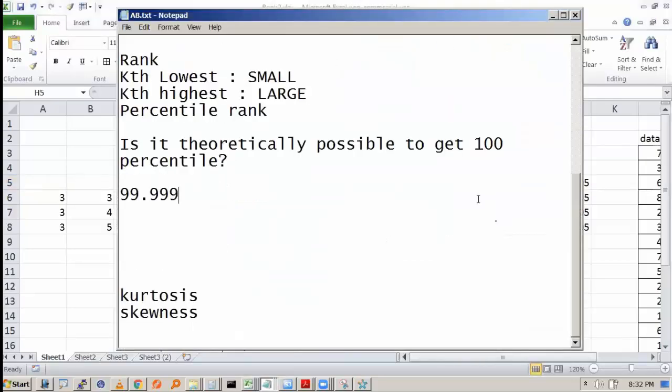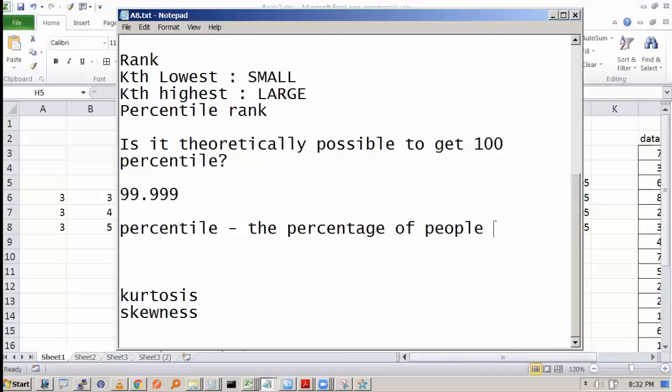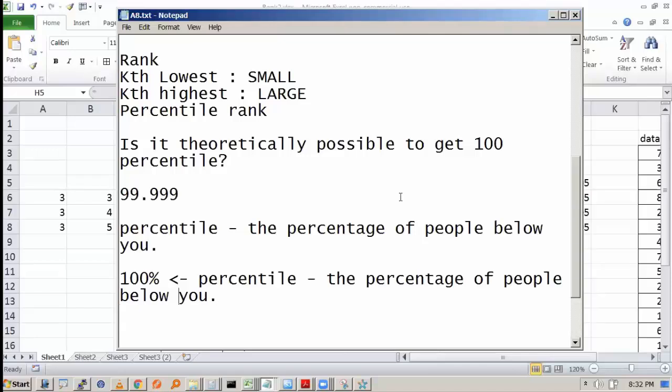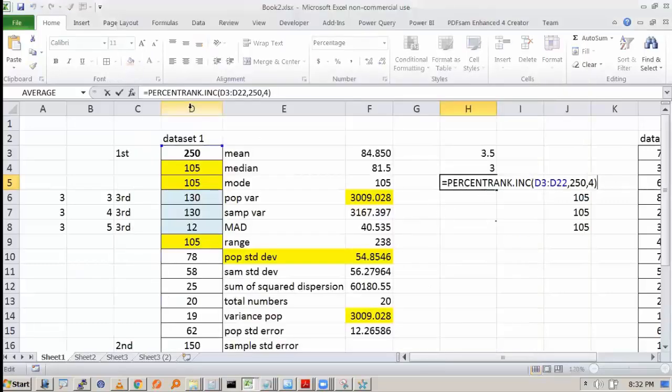If you see the proper definition of percentile, what is it? Percentile is the percentage of people below the number, or below you. Let's say we are talking about the CAT exam, the percentage of people below you. So 100% of the people cannot be below you. That is only possible if we define the percentile as the percentage of the people below or equal to you. You included yourself, so that is your percentile rank included.